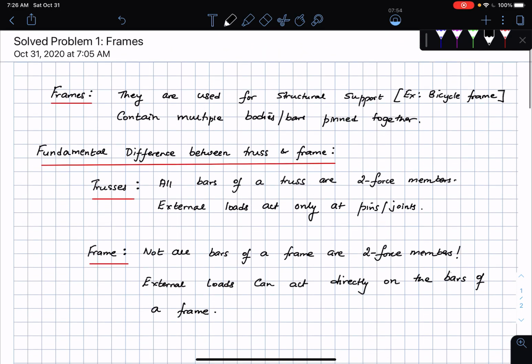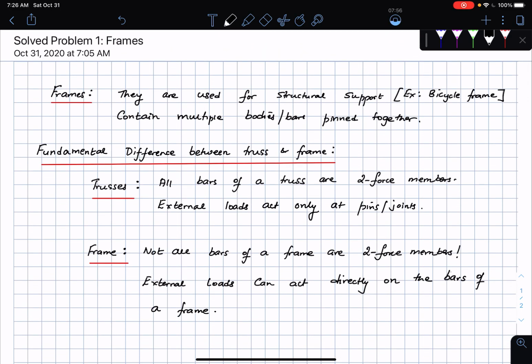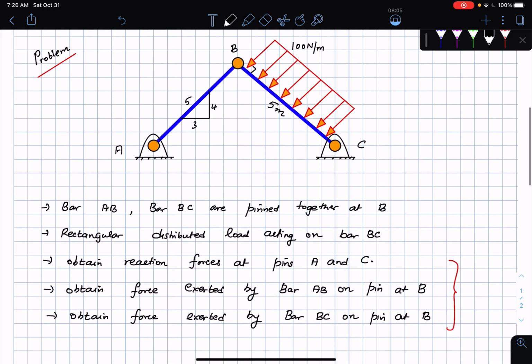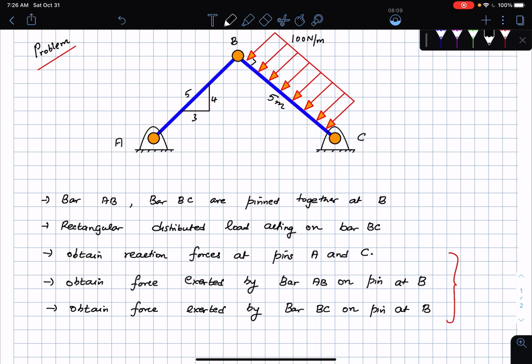Alright, so we go back to the definition of a frame. They're used for structural support and they contain multiple bodies or bars that are pinned together, and the forces can act on the body of the frame itself, which is not the case in a truss. So if I come back to this problem here, I see immediately that the bar BC has a force acting on it. So this is a frame problem, not a truss problem.